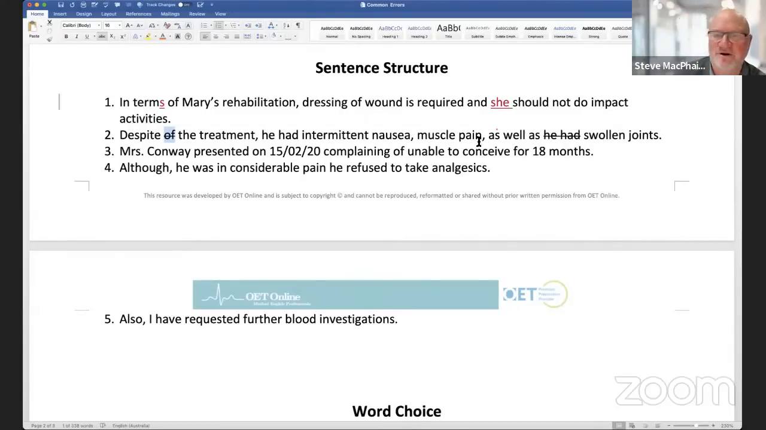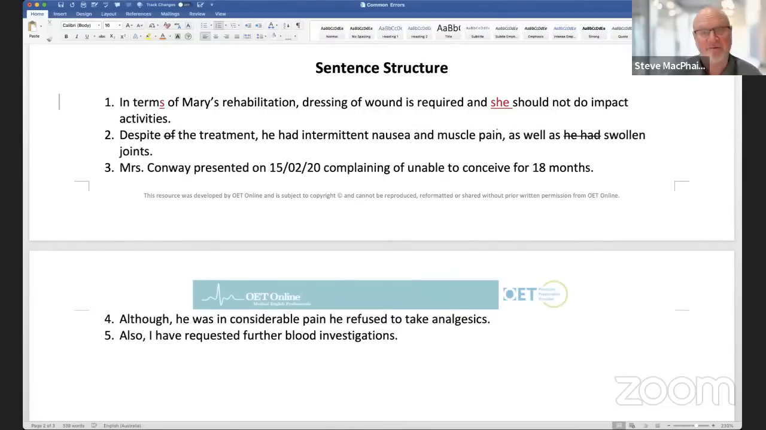He had intermittent nausea, muscle pain. He had intermittent nausea, muscle pain as well. I would probably, if I'm correcting, I would say he had intermittent nausea and muscle pain. And then I would add, so I'd put and here, as well as plus noun, as well as swollen joints.